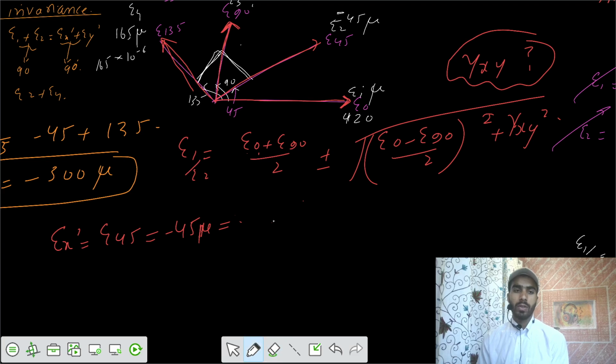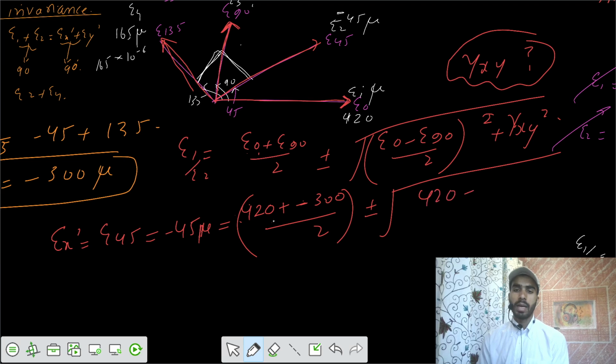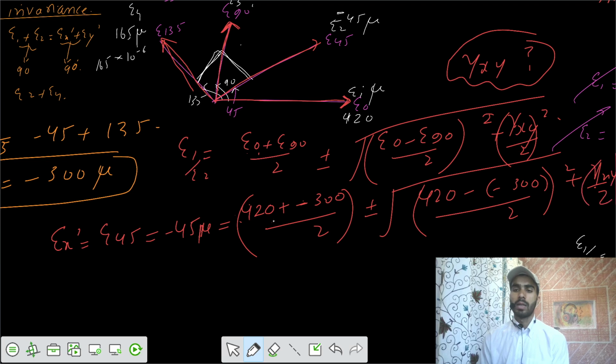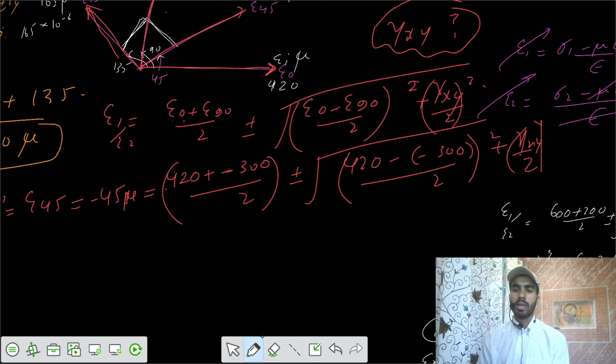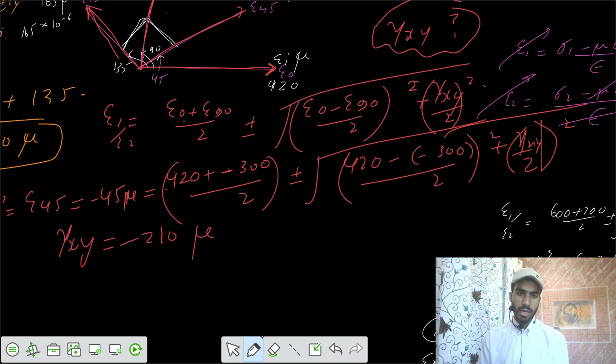So E0 equals 420 plus minus 300 divided by 2, and plus minus root of ((E0 minus E90) by 2, which is equal to minus 300 divided by 2) whole square plus (gamma xy by 2) whole square. So now we can get the value of gamma xy, that equals minus 210 micron.